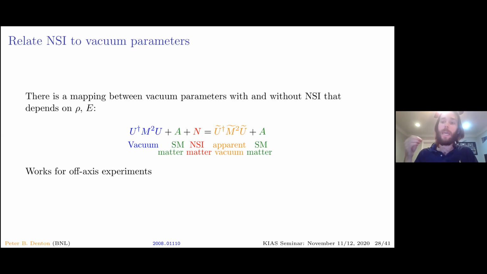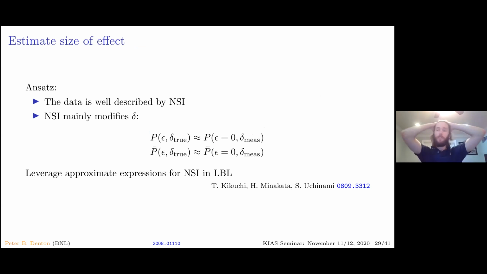Okay, so this is what T2K would measure if they did their analysis without realizing that there are non-standard interactions. And of course, they did not include non-standard interactions in their fit. And so this is exact, so this is handy. Now, we can do some analytic estimations of how big this effect is going to be.